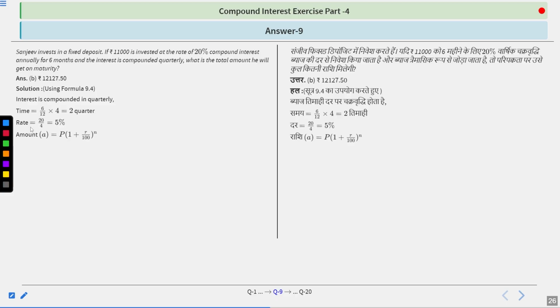Therefore, using the formula of amount, that is P into 1 plus R upon 100 whole power n, and putting the values of P, R and n, we get 11,000 into 1 plus 5 upon 100 whole square. That is equal to 11,000 into 21 upon 20 into 21 upon 20, because 1 plus 5 upon 100 is 105 upon 100, and on simplification by 5 it is going to be 21 upon 20. Therefore 12,127.5 is the answer. That means option B is correct.